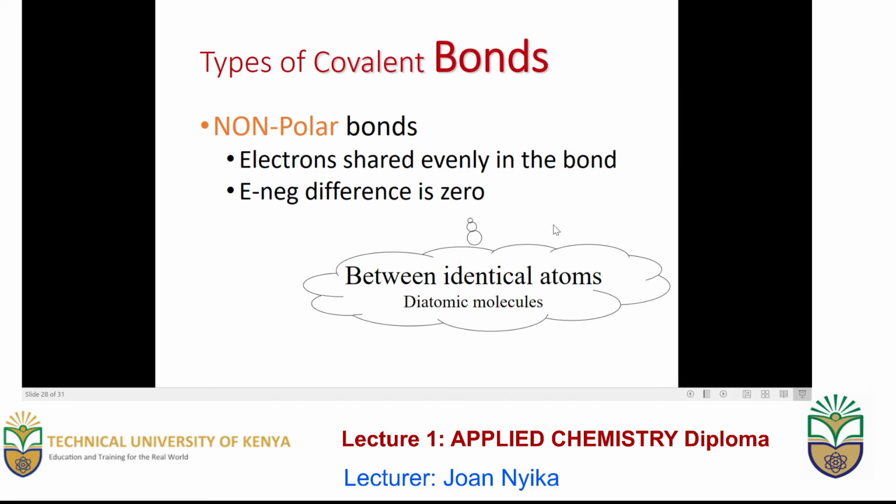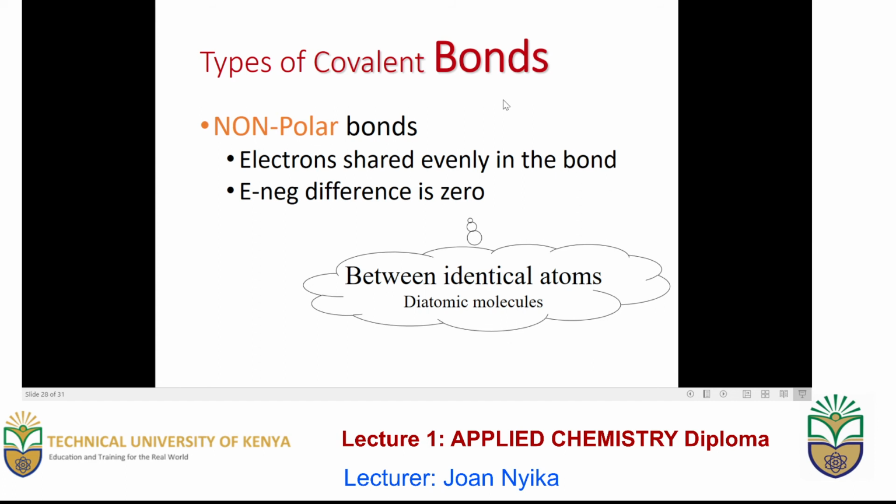We will look at the relationship between electronegativity and bonding very soon. But let us look at the types of covalent bonds. Covalent bonds exist in two forms. They could be nonpolar bonds, where electrons are shared evenly in the bond, and the resultant electronegativity difference is zero.